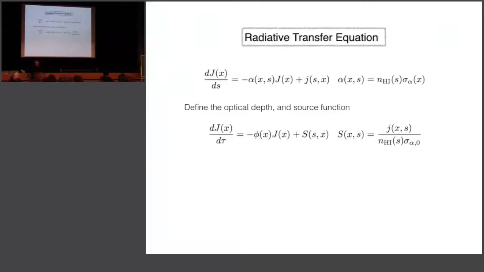Right, in any case, what you then get is dJ/dτ equals this minus φ, and φ is now just to give you the shape of the absorption length profile. It's not the cross-section itself, it's just the shape of the cross-section. You have minus φ times J plus this quantity S, which is the source function.